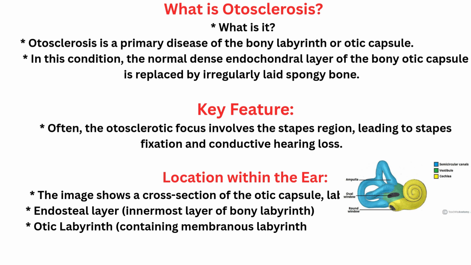Okay, location. What is the location of otosclerosis? You can see in the diagram. What exactly is the otic capsule? It is shown here in the diagram. This is the cochlea, the yellow one, and this blue one is the semicircular canals. The cochlea is surrounded by the bony labyrinth and the upper semicircular canal. The inner part is the membranous labyrinth. So these are the locations: the endochondral layer, which is the innermost layer of the bony labyrinth, and the otic labyrinth, containing the membranous labyrinth.